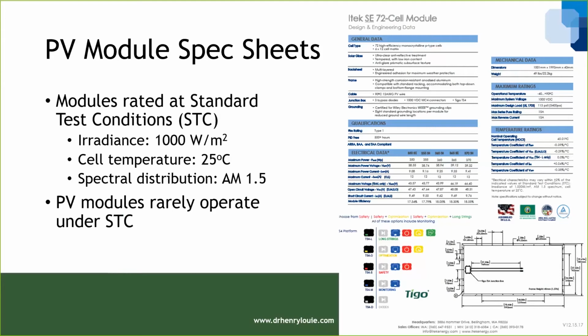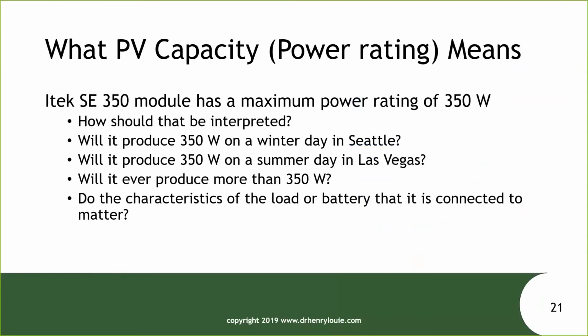This particular panel whose data sheet I've shown here is the iTech SE350, so it has a rating of 350 watts. But if I were to put that panel in my house here in Seattle, would I expect it to produce 350 watts? Under what conditions would I expect that to happen? Of course, the answer is it will produce 350 watts at most under standard test conditions. And standard test conditions almost never occur in the real world. There's always some deviation with irradiance or temperature.